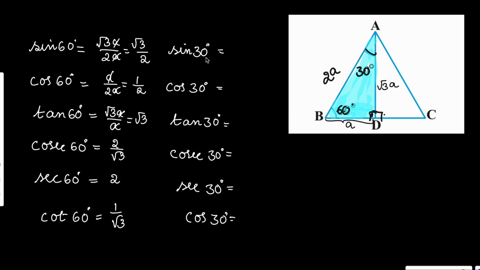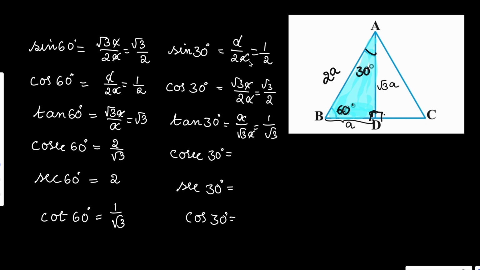Now for 30 degrees, sine 30 is opposite by hypotenuse, A by 2A. So A and A get cancelled, 1 by 2. Next cos 30 is adjacent by hypotenuse, root 3A by 2A, that is root 3 by 2. Tan 30 is opposite by adjacent, that is A by root 3A. A and A will get cancelled, 1 by root 3.